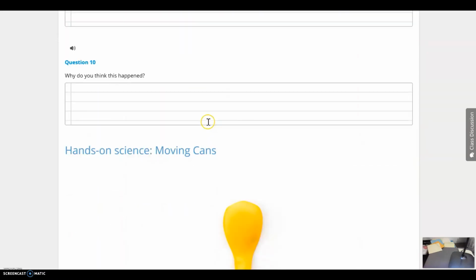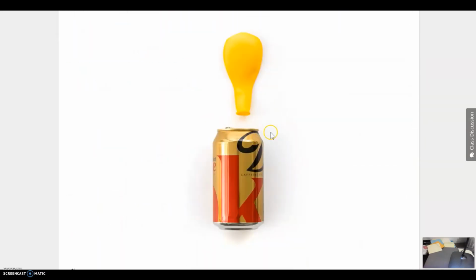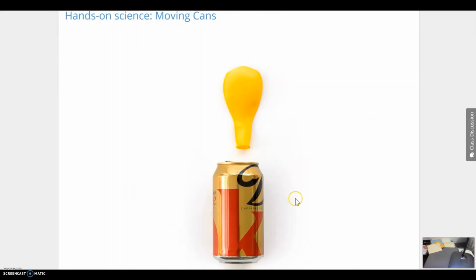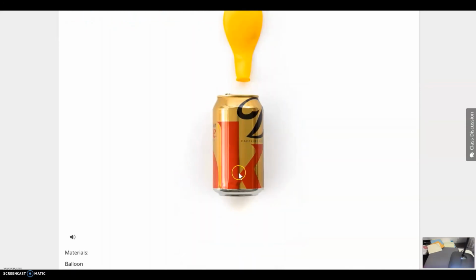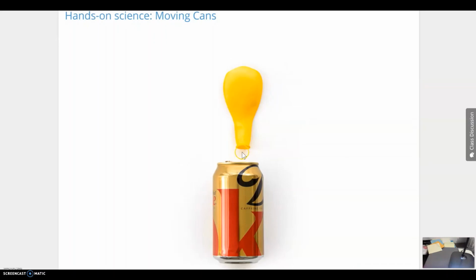And the fifth experiment involves moving cans. I'm assuming those at home would probably have an empty can. Look, if you don't have an empty can or a balloon, let me know. But for this one, you're going to use empty cans and balloons. Those in class aren't going to use balloons, but you can still use the ebony rods. So you're going to charge up your balloon or your ebony rod, put it next to the can, and then watch it move.